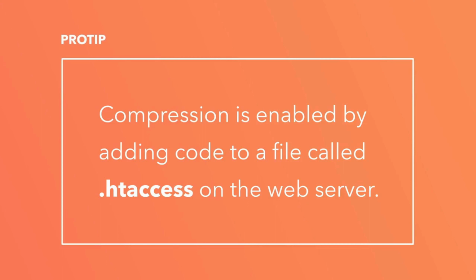For those of you who are self-hosting your website, this is where you're going to want to work with a web expert. Compression is enabled by adding code to a file called the htaccess on the web server. htaccess files can be used to alter the configuration of your server to enable or disable additional functionality and features, including compression. To learn what code needs to be added to your htaccess file, check out the guide available in the resources. This walks you through what code needs to be added for a variety of servers.